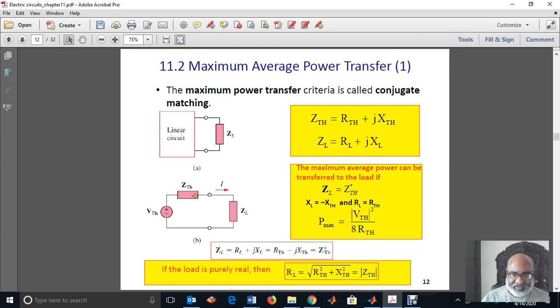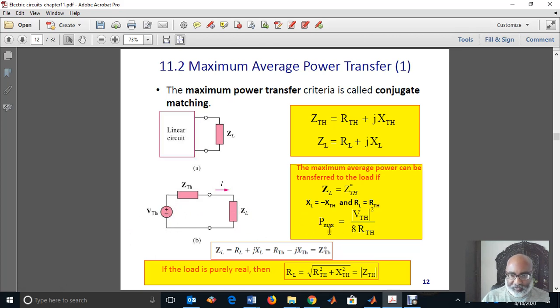During this scenario, what will be the current through this circuit? The current will be V Thevenin over Z Thevenin plus ZL. When we add Z Thevenin plus ZL, the j parts will be 0. Why? Because XL is equal to minus X Thevenin. So if I add these two, the j part will cancel. And RL is equal to R Thevenin, so it will become 2 times R Thevenin. So the current through the circuit will be V Thevenin over 2 times R Thevenin.